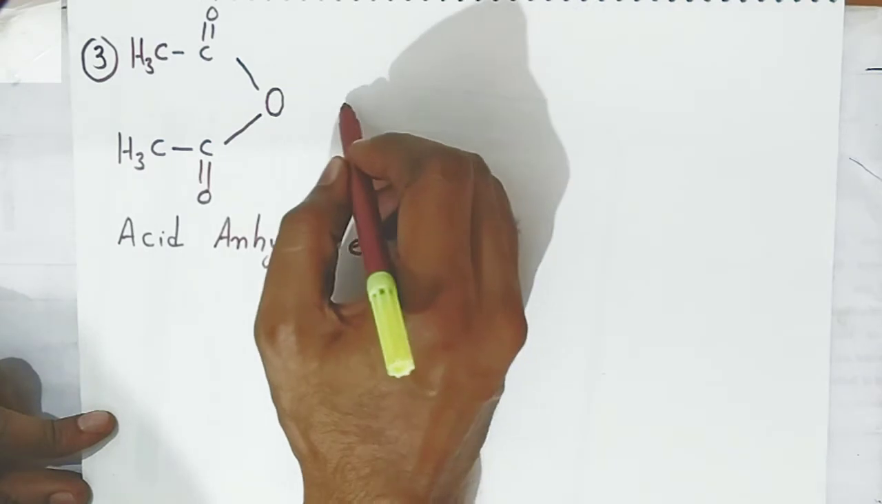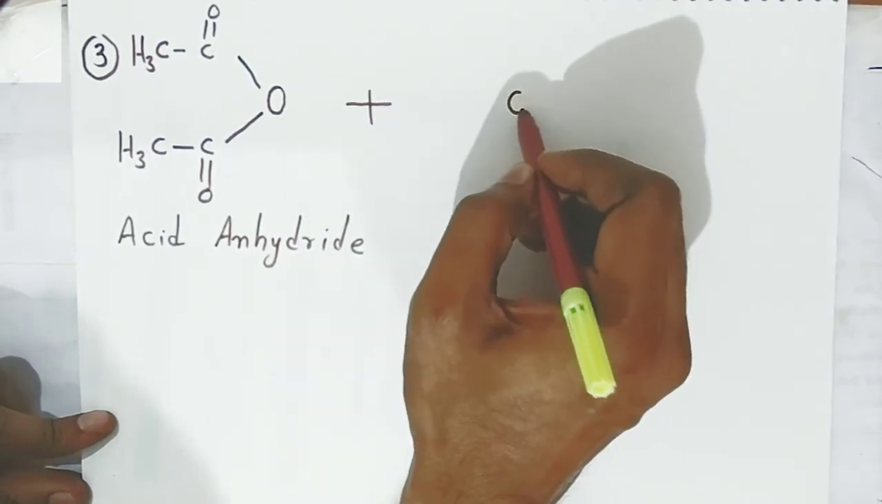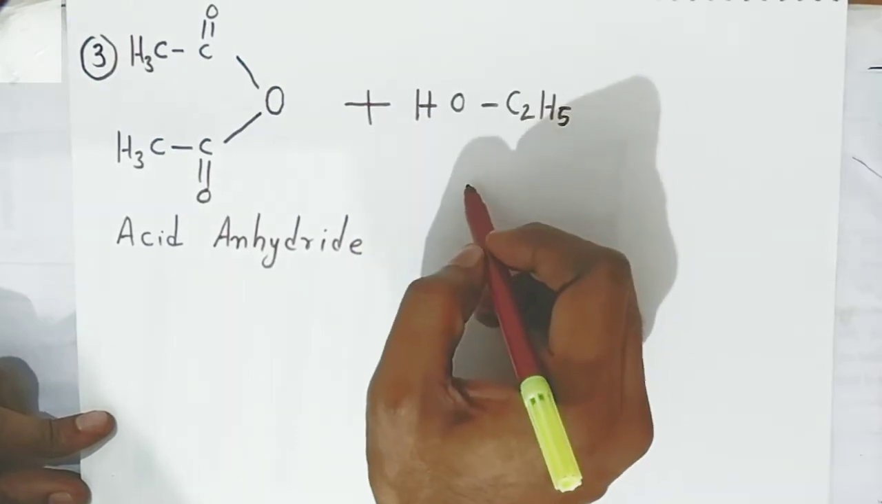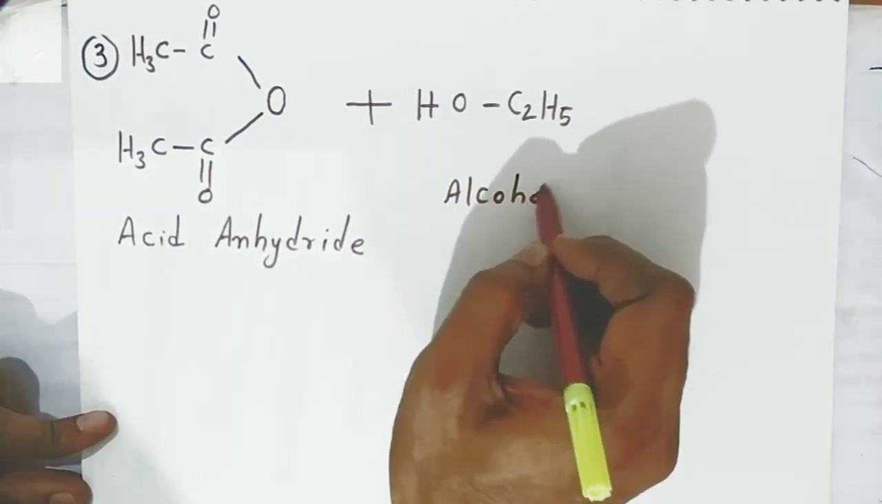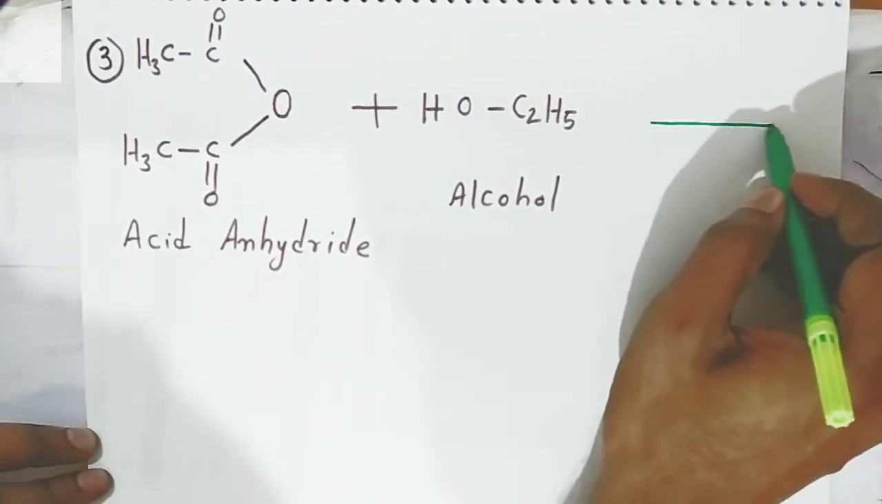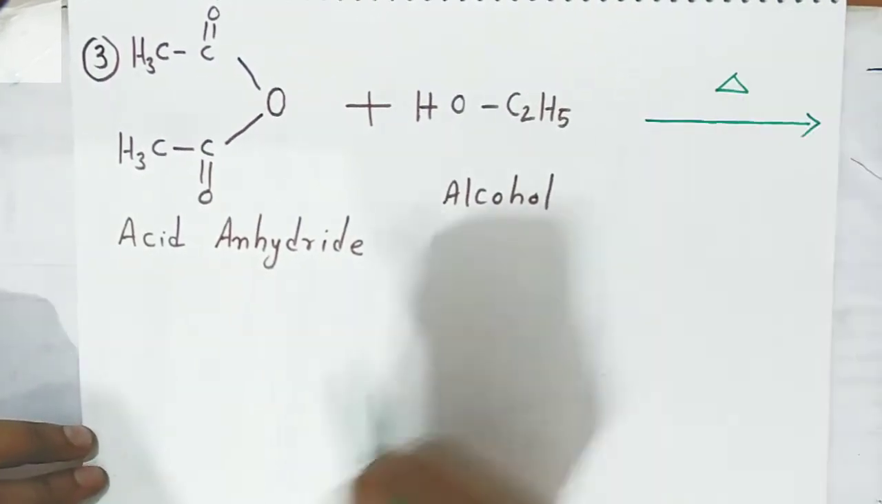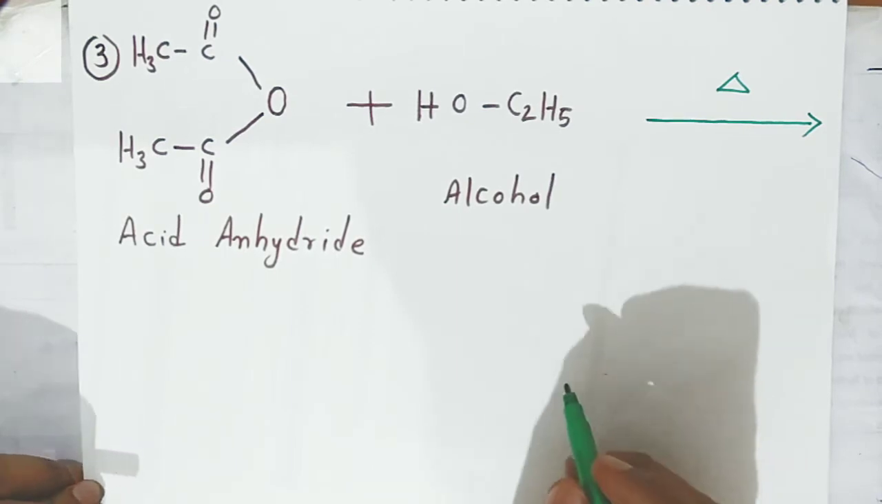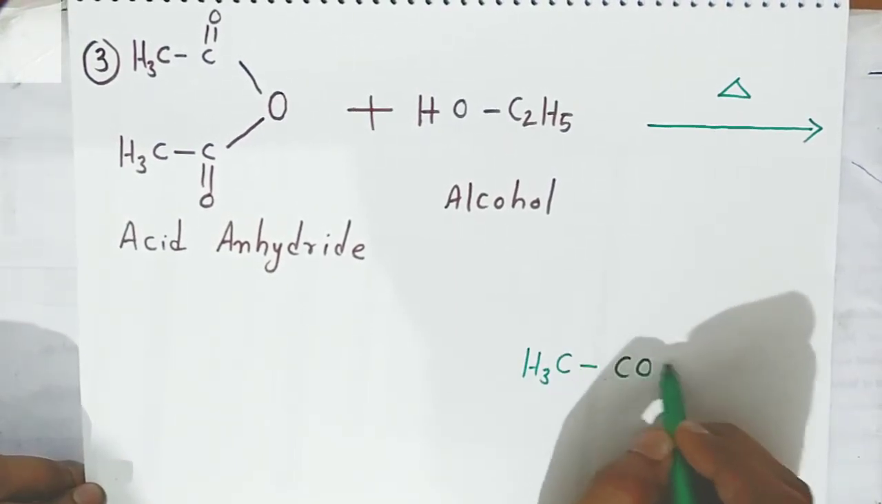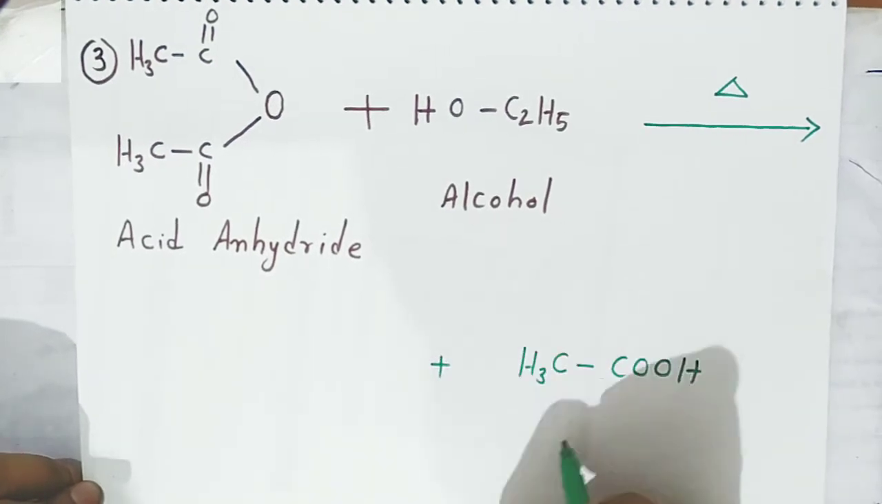When it reacts with alcohol, again students, alcohol is required, C2H5OH. This is the alcohol we have taken, that is ethyl alcohol. Now what happens, students? Again you have to heat these two solutions. When you heat these two solutions, there is a formation of acetic acid, CH3COOH. Acetic acid will be formed.